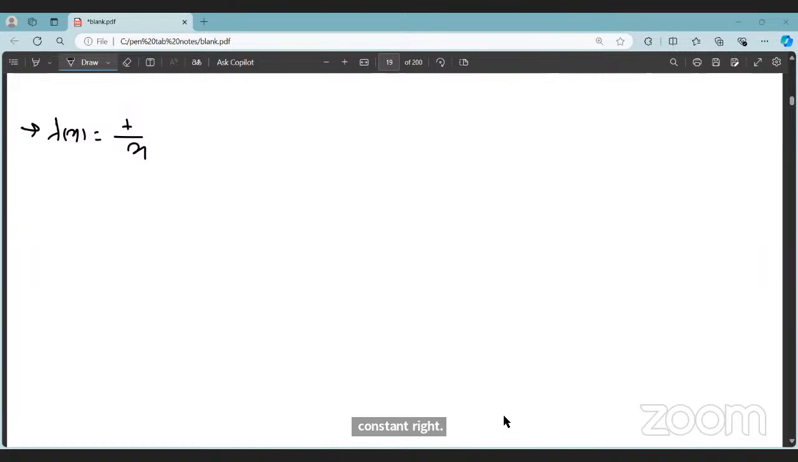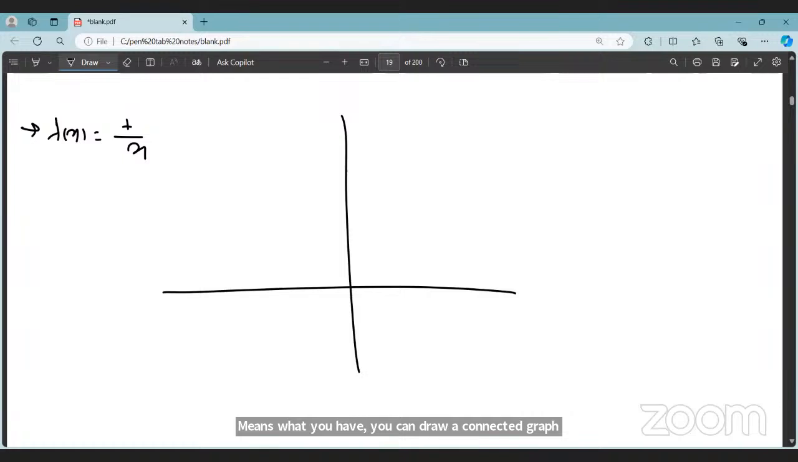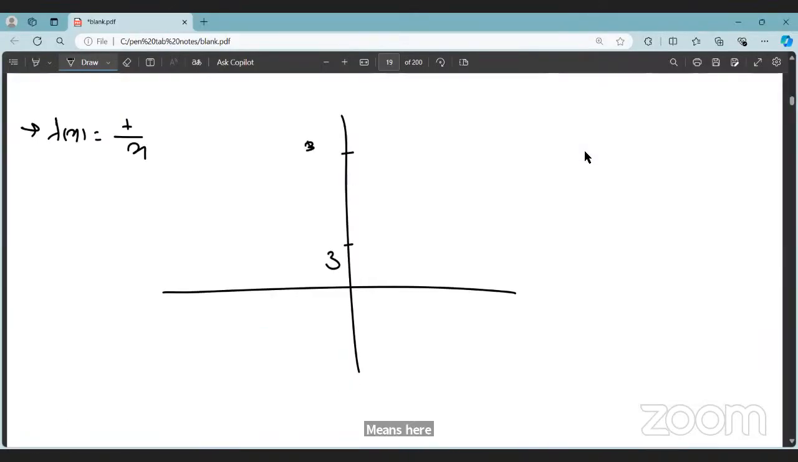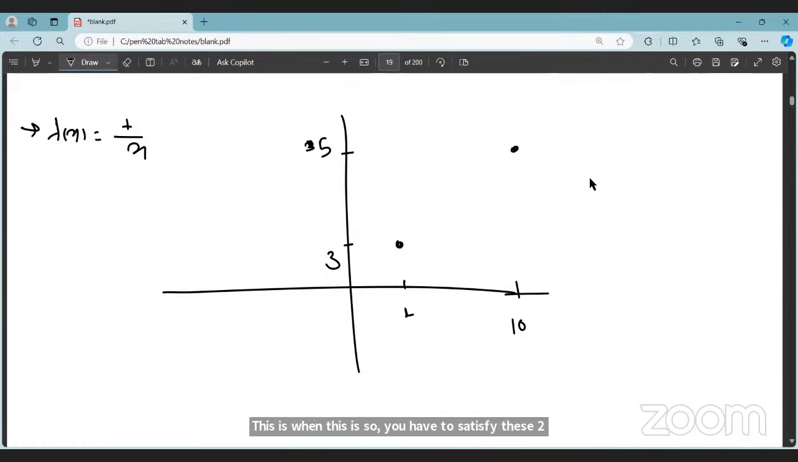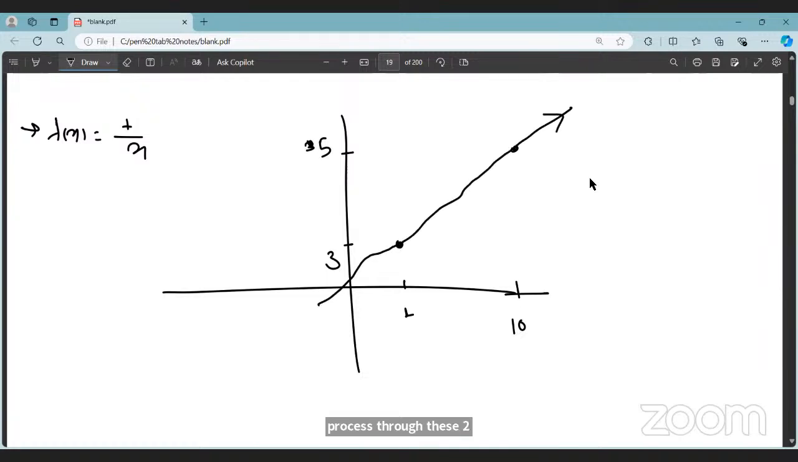Now again, there exists a continuous function. For such a thing, you can also make a graph, right? Continuity means you can draw a connected graph. Here f of 1 is equal to 3, f of 10 is equal to 5. Suppose this is 3, this is 5, this is 1, this is 10. You have to satisfy these two conditions, that your graph should be continuous and pass through these two points. So you can just draw a straight line, right? This will be your graph.